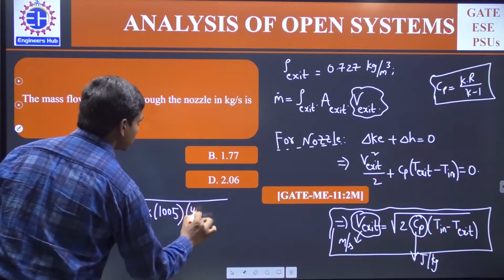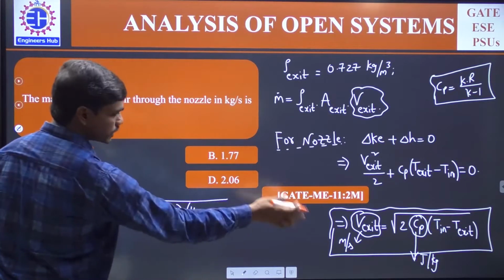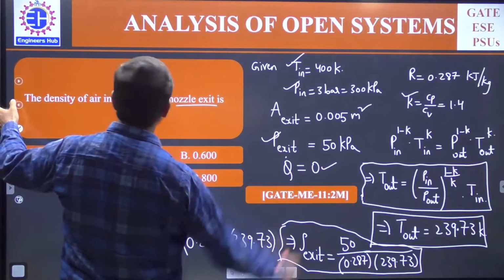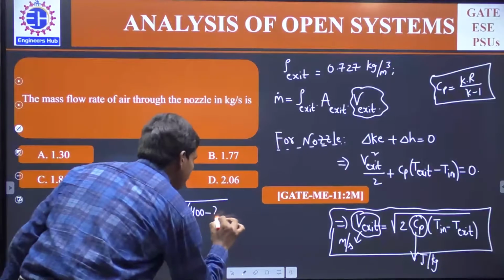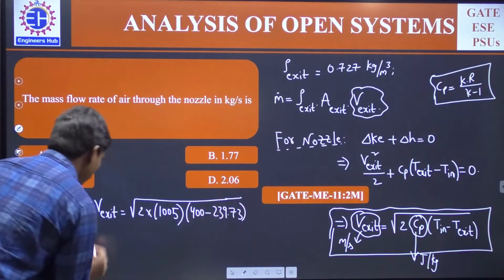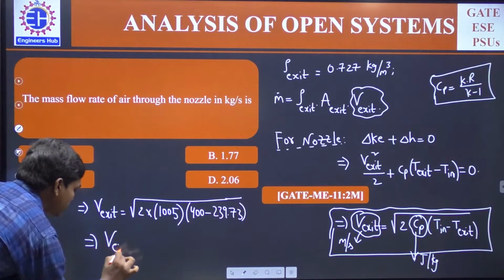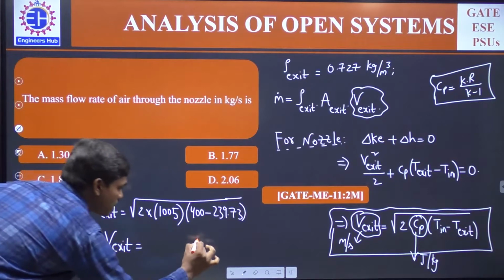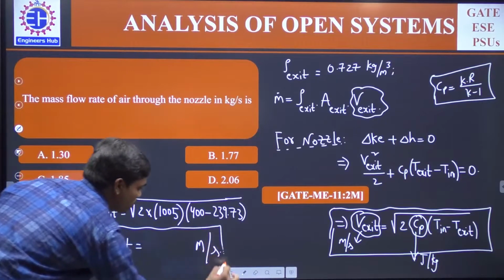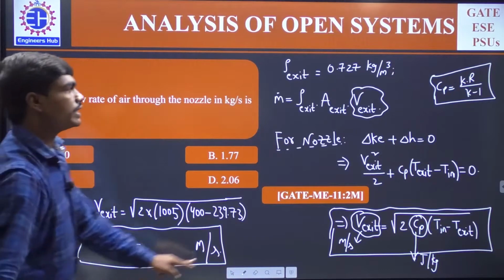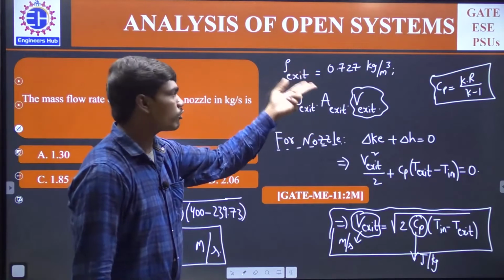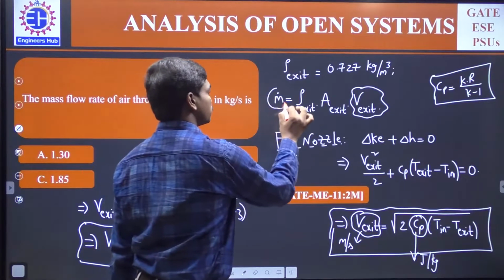T inlet is 400 Kelvin minus T exit, which you just told 239.73. If you perform this calculation, you will get this V exit value in meters per second. So please calculate and tell me this value. If you get V exit, you can substitute here. A exit is given, rho exit you already found out. You can find out the mass flow rate.